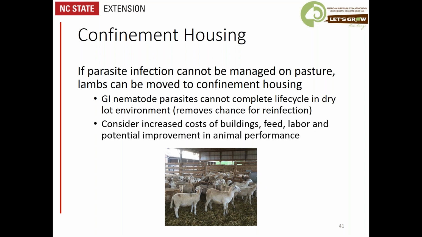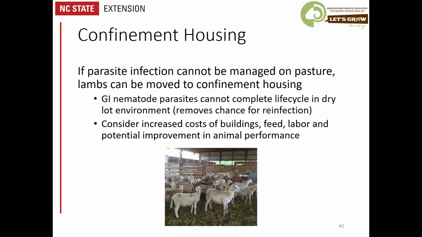We need to consider the cost of the buildings, feed, and labor associated with this. But at the same time, we need to think about opportunities on the revenue side of things in terms of improved animal performance, improved weight gain, and marketing quality of those individuals that are raised in this type of housing system versus out on grass.